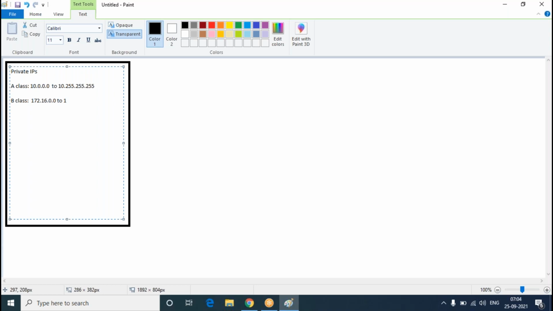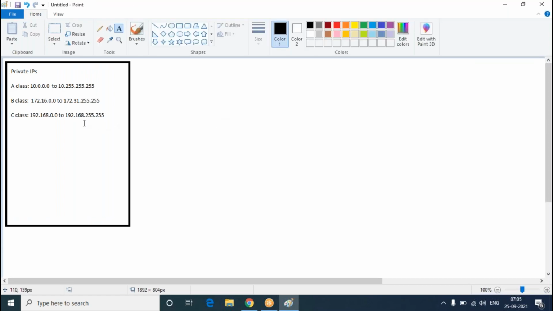So up to 172.31.255.255. This is a B-class private IP address range which anyone can use again and again to keep their infrastructure secured and privately communicated within the VNets, within the VPNs. And then 192.168.0.0 to 192.168.255.255, right? So these are the private networks that we have.